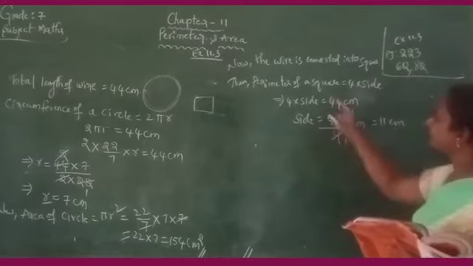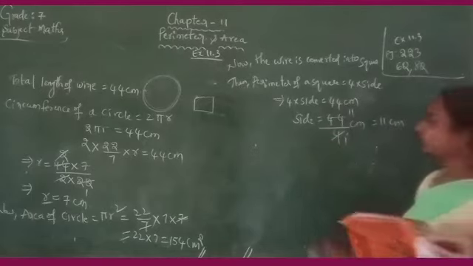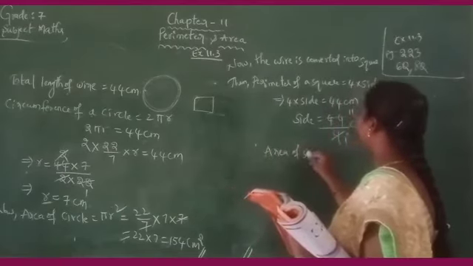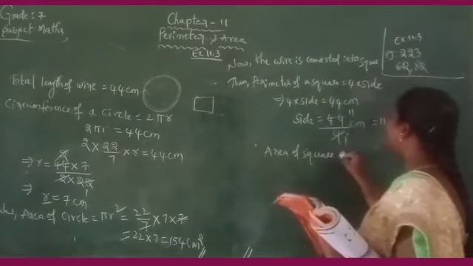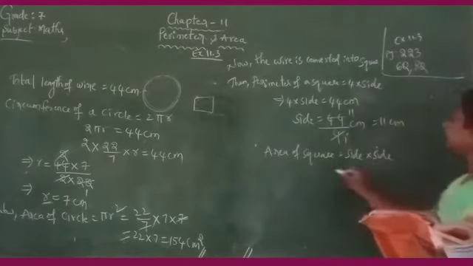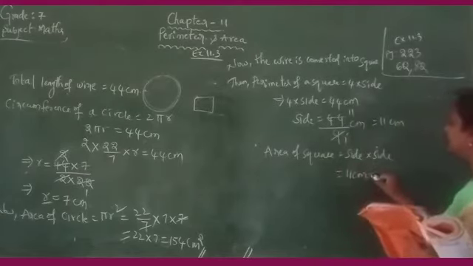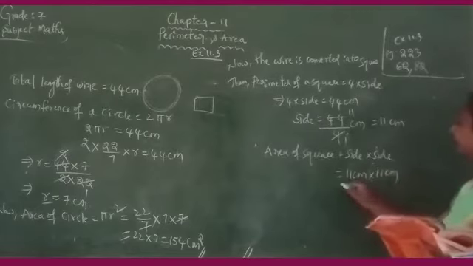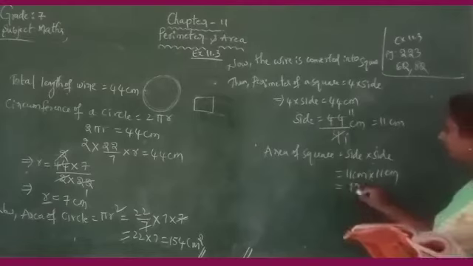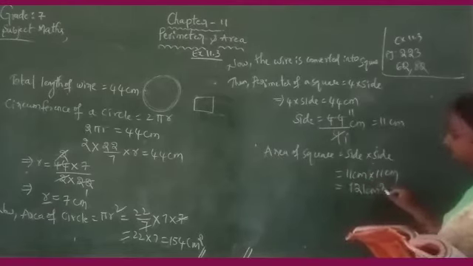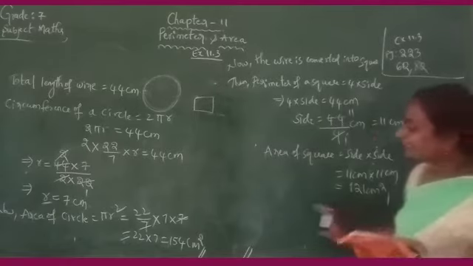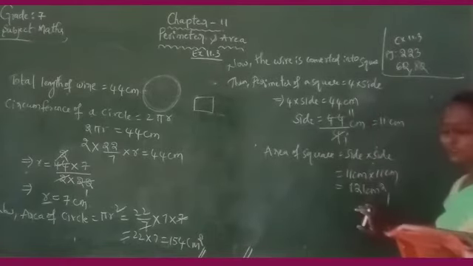One side of the square is 11 centimeters. Then the area of a square is side into side. That is 11 centimeters into 11 centimeters. 11 into 11, so how much? 121 centimeter square. Now children, can you compare 154 and 121?